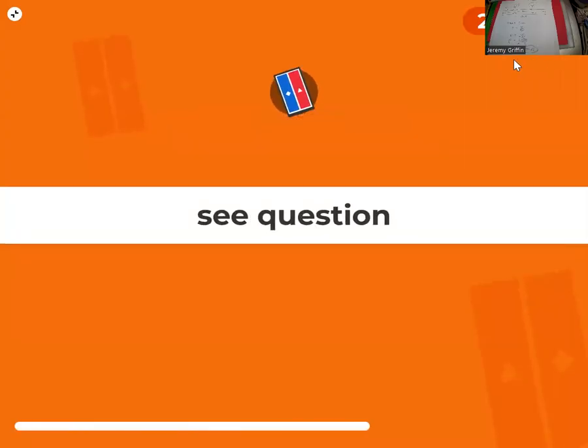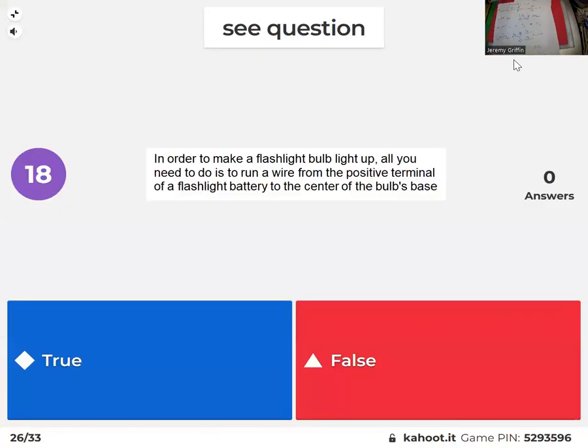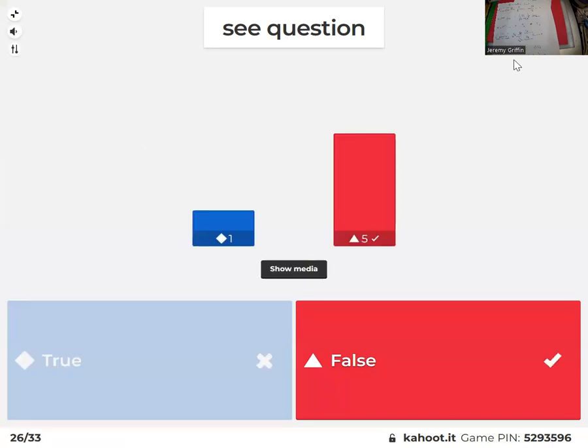True, false time. In order to make a flashlight light up, all you need to do is run a wire from the positive terminal of the battery to the center of the bulb's base. Will that make the bulb light? Good call, false. I do want to draw this one out for you anyway. One person picked true, but the correct answer, of course, was false.